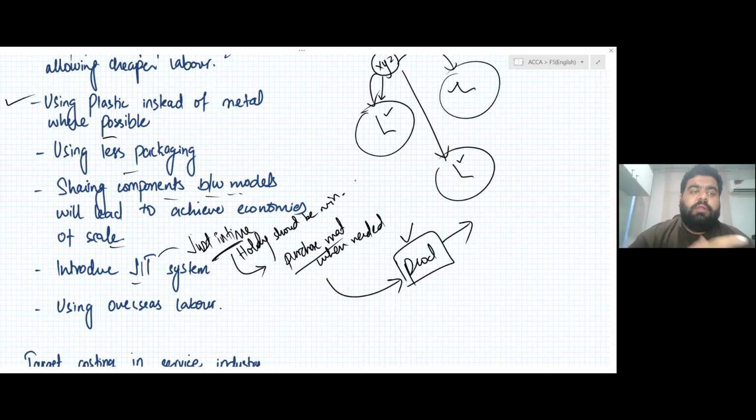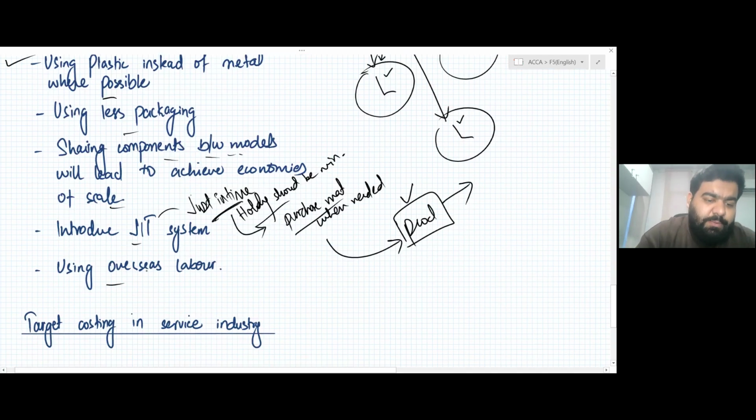If you are holding the material, obviously you need stores; you will pay store rent, storekeeper, store manager, documentation, admin cost, electricity and all that. But if your holding is at the minimum level, you just purchase the material when it's needed, use it in production and sell that product, but don't hold it. That is what JIT explains. So introduce a JIT system where possible. If it's possible for you to introduce it, lowering your holding cost will obviously lower your cost per unit for the watch. And after that, use overseas labor where it's possible.